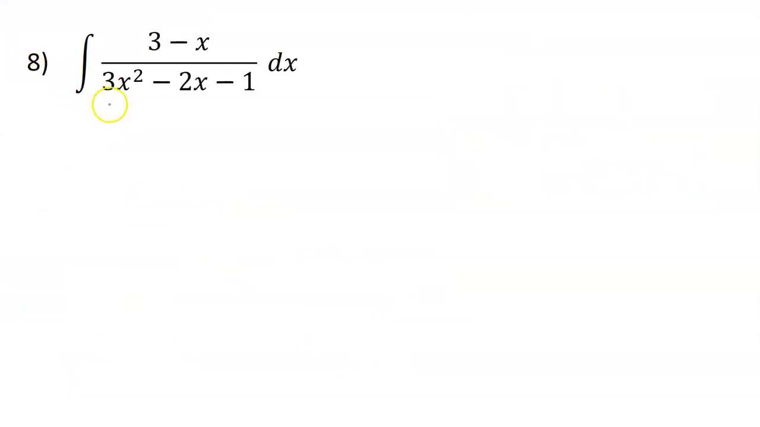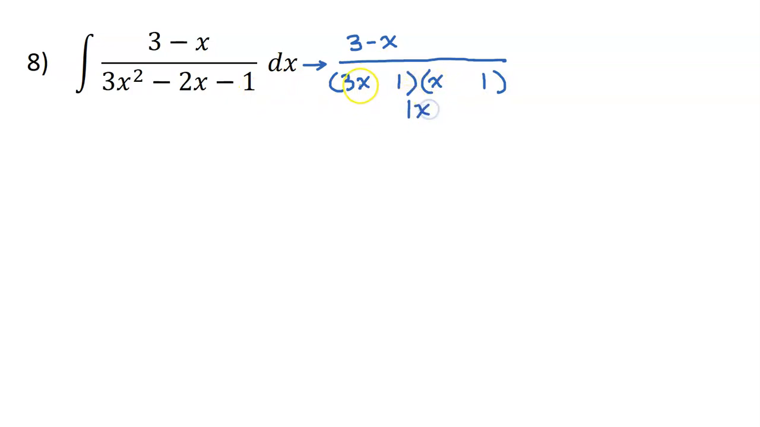Number 8. We know we will need partial fractions because the degree of the denominator is greater and normal u substitution will not work. The first step is to factor the denominator. 3x squared factors as 3x times x, 1 factors as 1 times 1. Inner, we have 1x. Outer, we have 3x. To get a middle of -2, we need a positive 1 and a -3. So that means plus here and minus here.